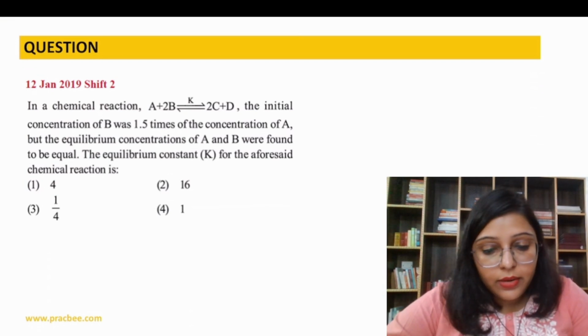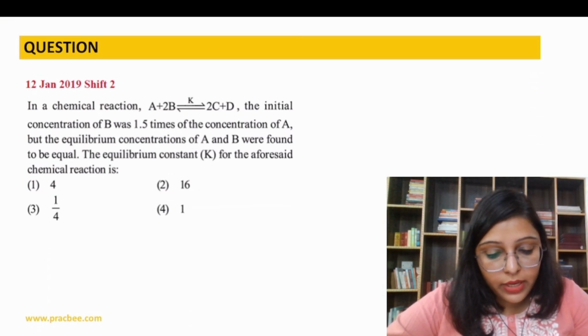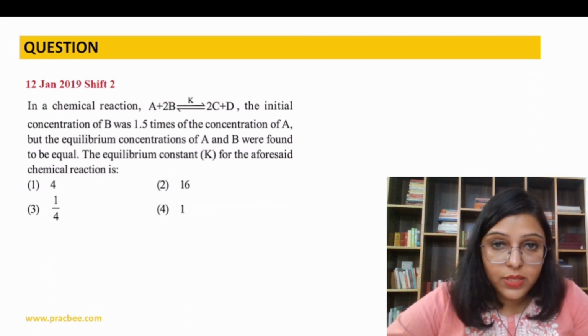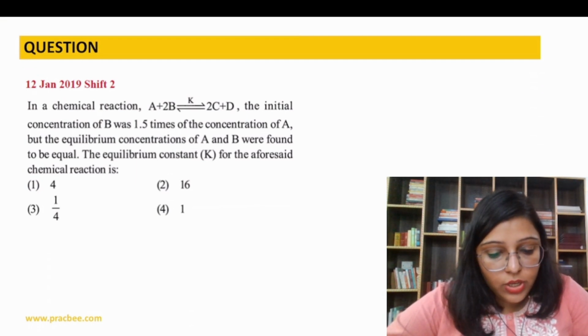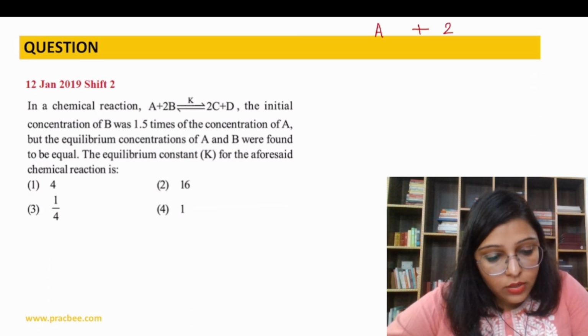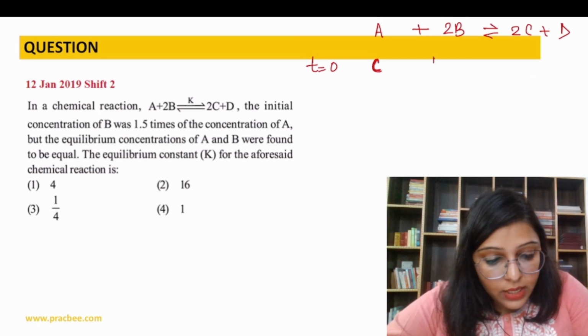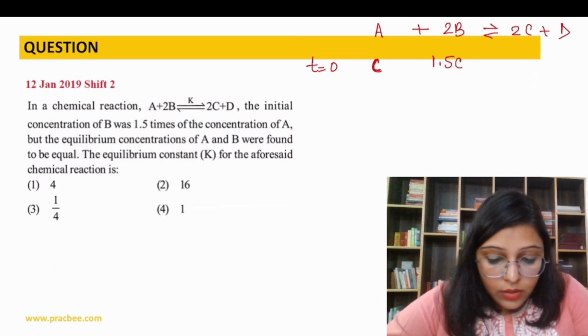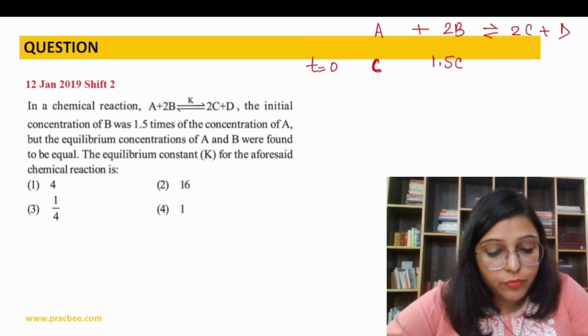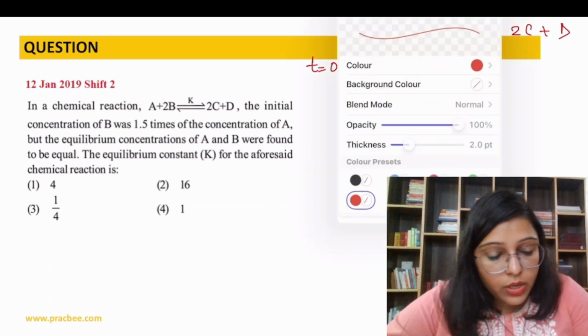In a chemical reaction A plus 2B gives 2C plus D. The initial concentration of B was 1.5 times the concentration of A. So at t equal to 0, if the concentration of A is C, then the concentration of B is 1.5 C. But the equilibrium concentrations of A and B were found to be equal, and we have to find the equilibrium constant. Okay, so let's do this.